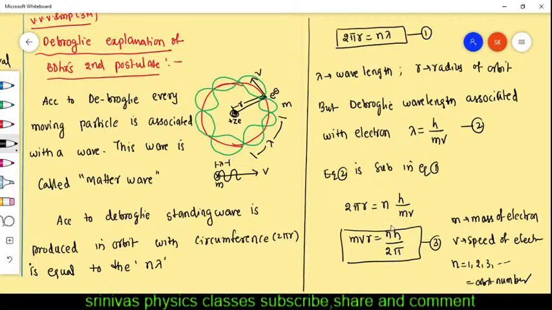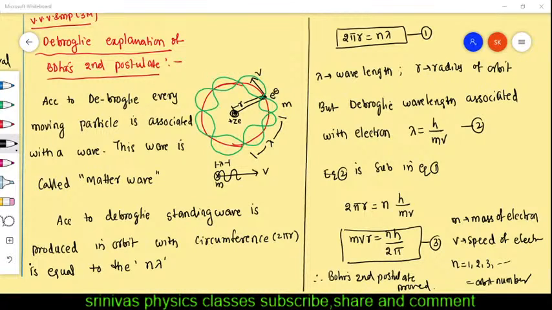multiple of h by 2 pi. Okay, then this is the Bohr second postulate. Therefore, Bohr's second postulate is derived, right? Proved from the de Broglie hypothesis. Have you understood, students? Is it clear, students? Aditi, lambda equal to h by mv, right? Is it clear till now?